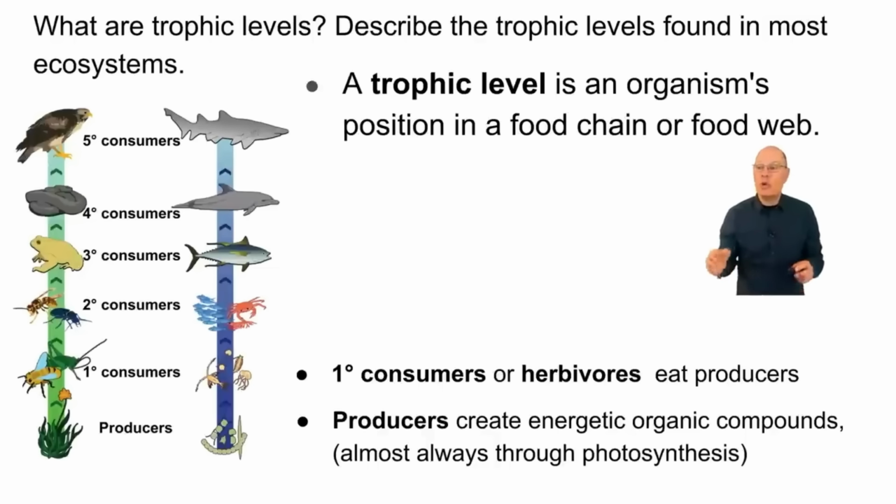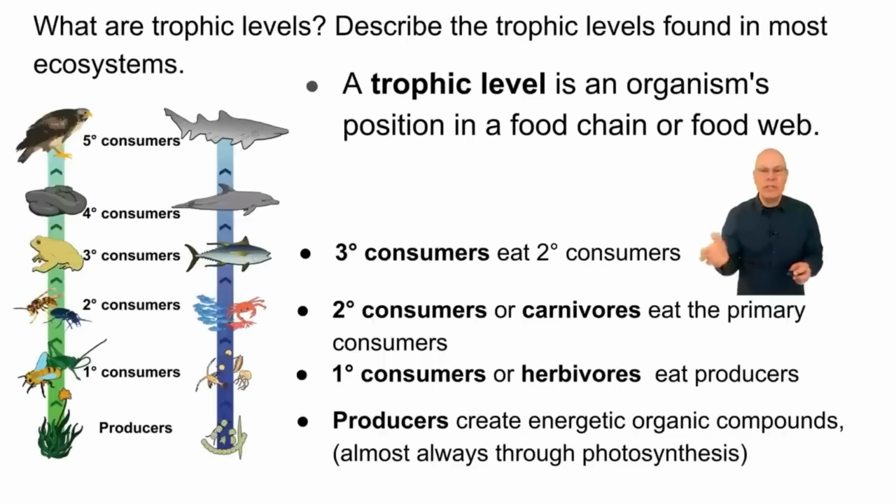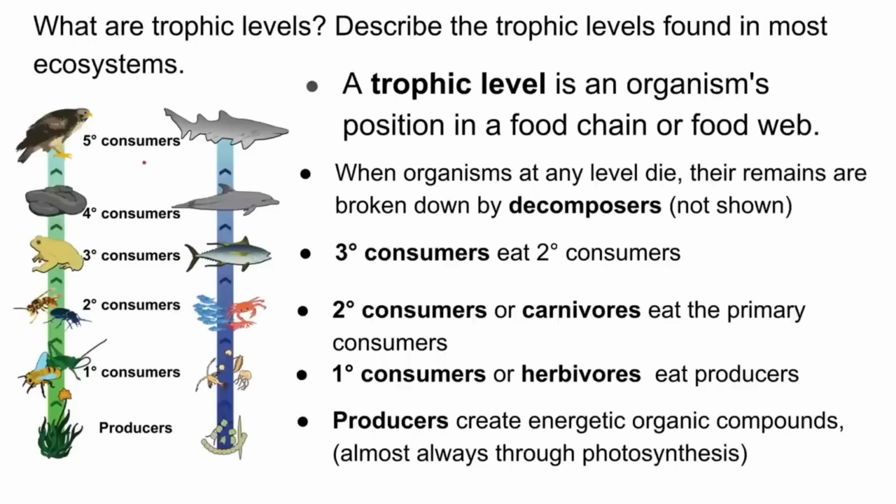Primary consumers or herbivores eat the producers. Secondary consumers or carnivores eat the primary consumers. Tertiary consumers eat secondary consumers, and the levels go up to fourth level and fifth level consumers. When organisms at any level die, their remains are broken down by decomposers, really important but not shown in this diagram of a food chain.